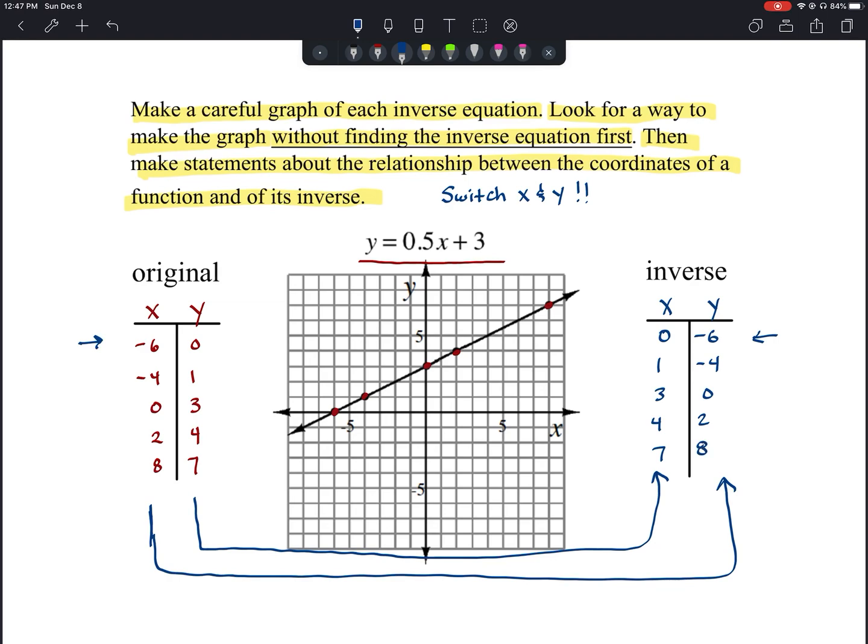And then I encourage you now here, you may want to take a moment here and plot them on the graph. Be careful when you do this though, because if you plot a point in the wrong spot, it throws everything off. So we should have a point at 0, -6, a point at 1, -4, a point at 3, 0, 4, 2, and then I have 7, 8. And if we connect them here, you'll see this is our inverse graph.